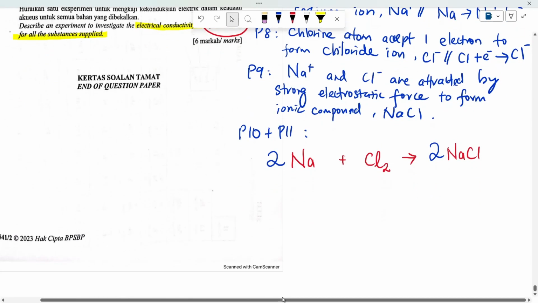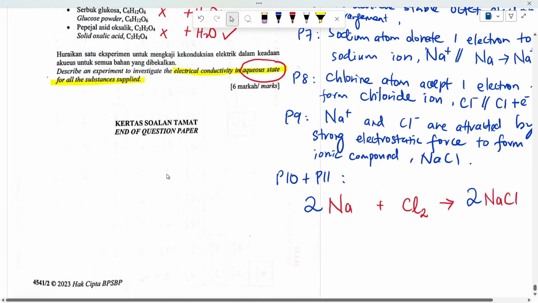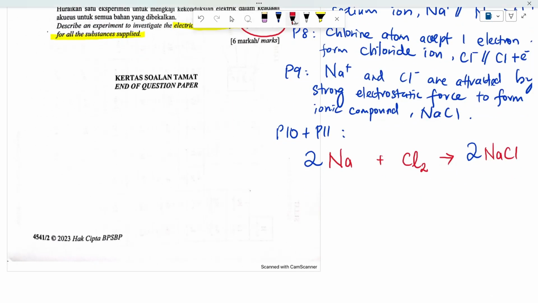So first, we need to mention the procedure. Okay, 6 marks. So point number 1. What should we do first? We need the water solution. We need to add in the water, right? Pour water into the beaker until half full. For the beaker, if you don't know the volume you want to use, you can just say half full. It's very safe.